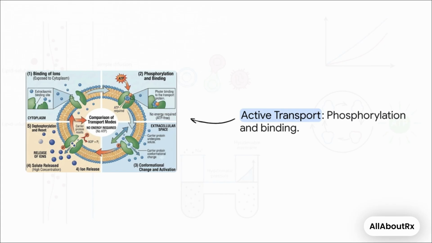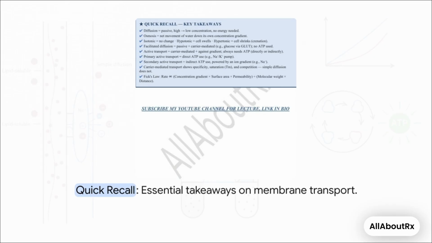Primary active transport uses ATP directly. A classic example is the sodium-potassium pump. The cycle involves phosphorylation, where the carrier binds ATP's phosphate to change its affinity and force substances across the border. And just for context, there's also secondary active transport, which is powered indirectly by ion gradients, instead of burning ATP directly.